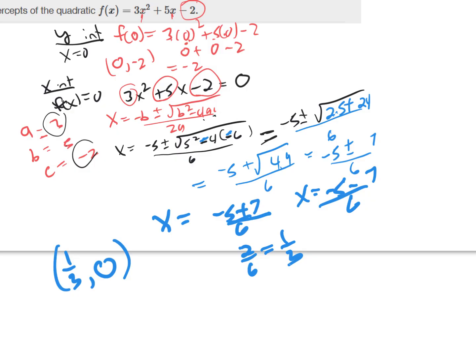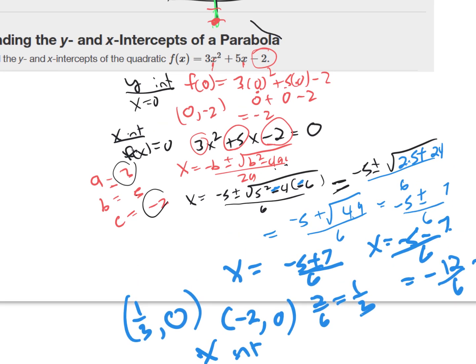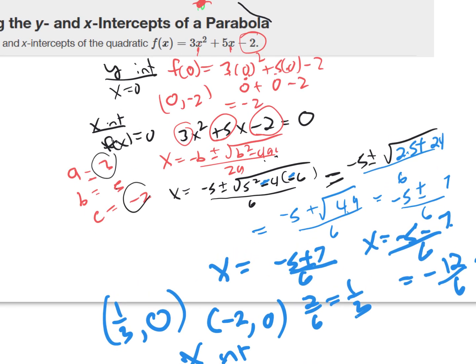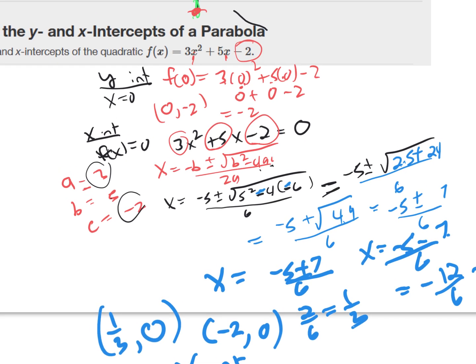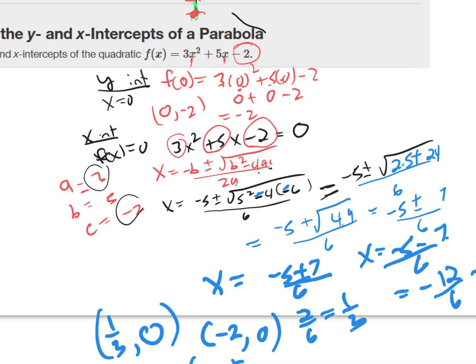Negative 5 minus 7 now is a negative 12. 7 plus 5 is 12. Keep the negative divided by 6. That's a negative 2. So the other answer is negative 2, comma 0. Those are my x-intercepts. And my y-intercept was, did I find it? I thought I did. It was a negative 2. Did I write it out? Y-intercept happens at 0, negative 2.